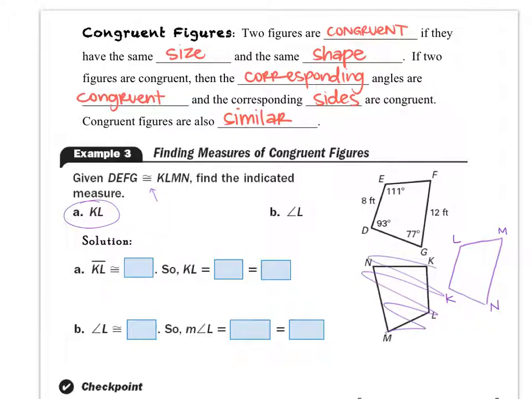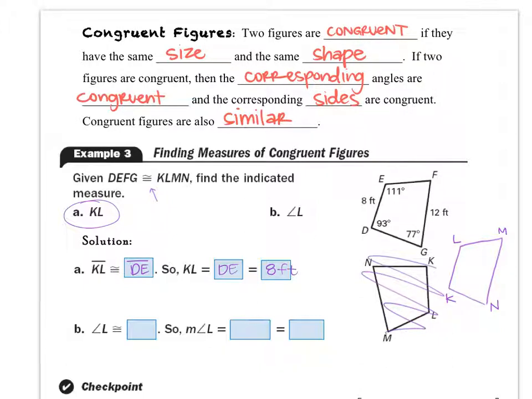Now it's going to be much easier for me to name corresponding sides. I know that the side length KL corresponds to DE, and therefore must be the same as DE. So I'm going to say that KL is congruent to line segment DE. So KL has to equal DE, and therefore must equal 8 feet. Don't forget your label.